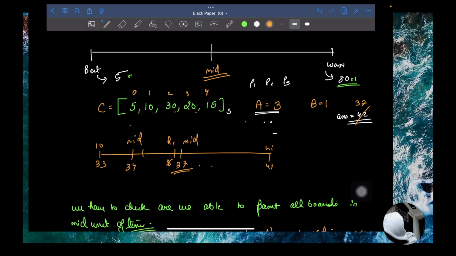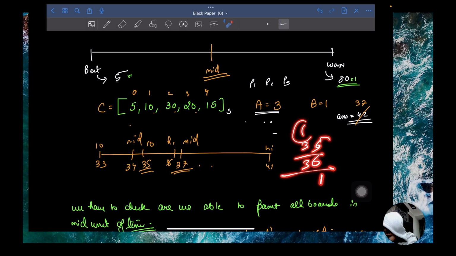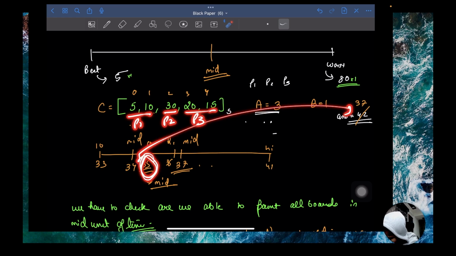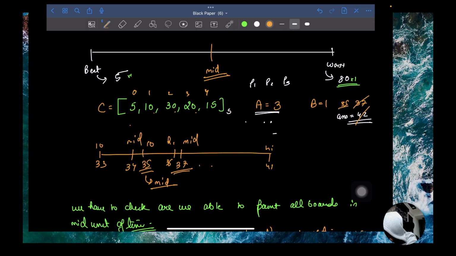We do low is equal to mid plus 1. Low comes as 35. So low at 35, high at 36. 35 plus 36 is 71. 71 by 2, approximately 35. So mid comes as 35. Can we paint in 35? Yes, you will be able to paint in 35. These two to painter 1, painter 2, painter 3. 35 is a better answer. You will update your answer to 35.